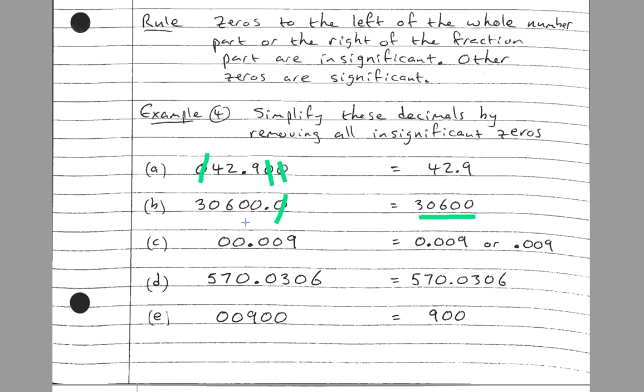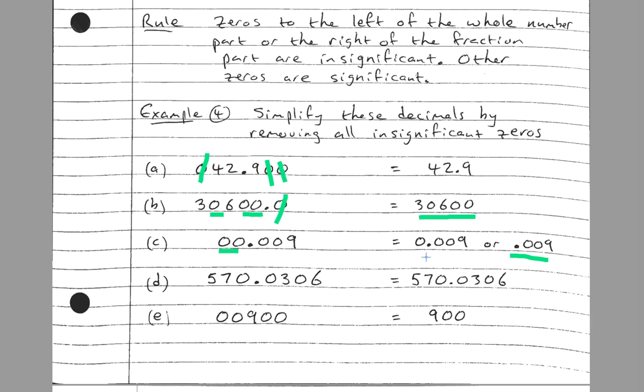Okay, these zeros we have to keep, and this one. So yeah, it's a little tricky. No insignificant zeros in the fraction part here, but these two we can get rid of. They're to the left of the whole number part. So you could get rid of them both.